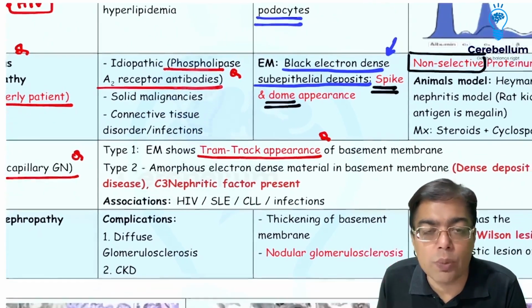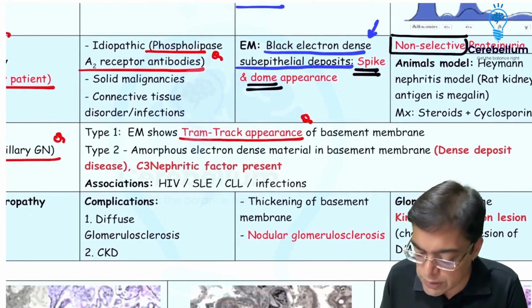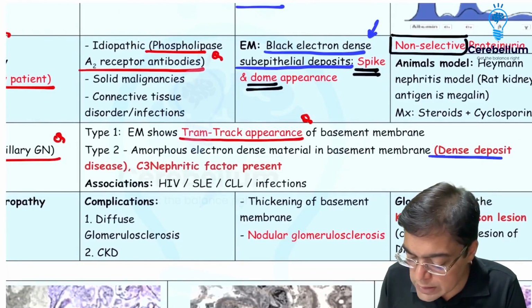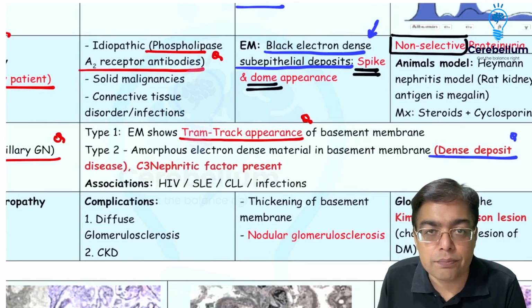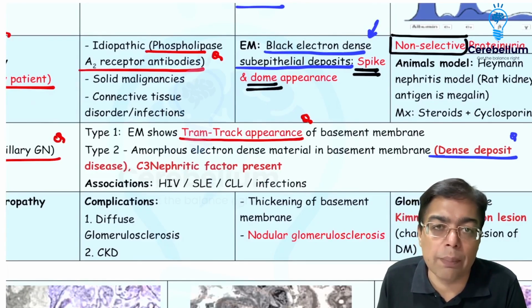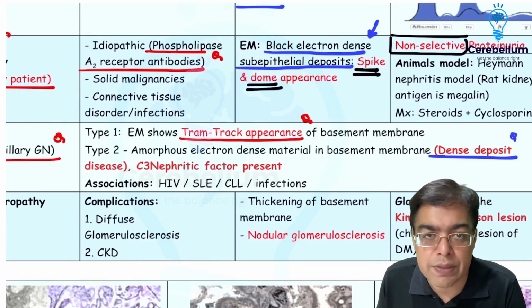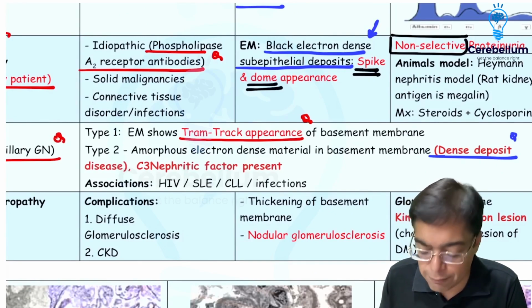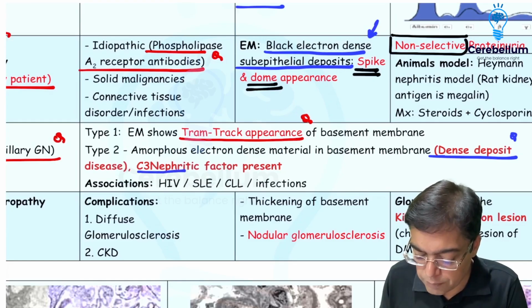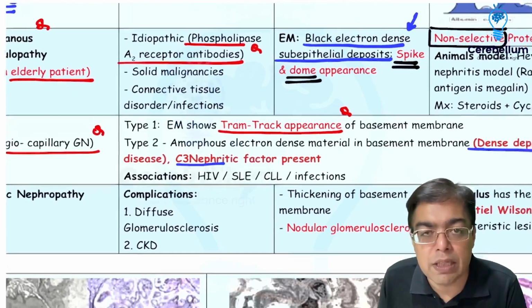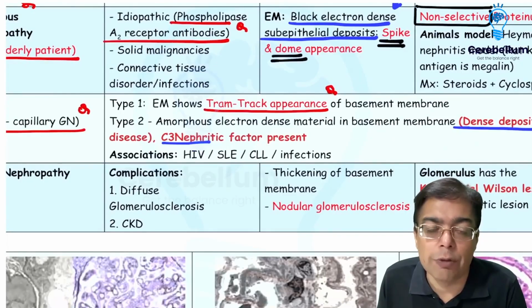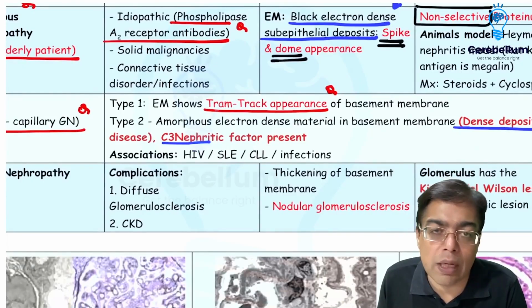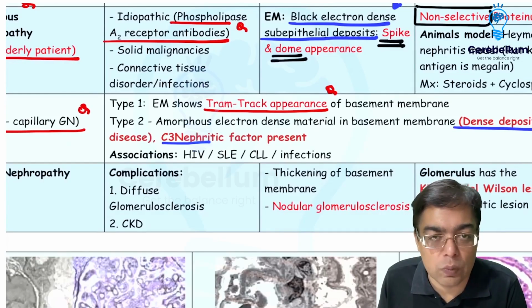The type 2 variant, which has the presence of intramembranous deposits, is associated with the term dense deposit disease. This particular variant has the presence of an antibody in patients, which is given the name of C3 nephritic factor. Patients who have MPGN typically have features which are associated with an overlap between nephritic and nephrotic syndrome.